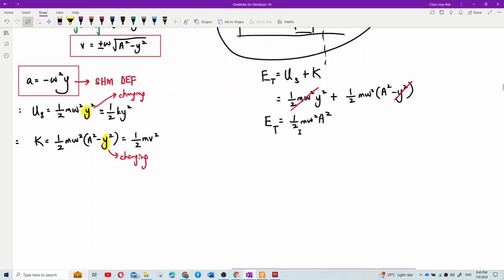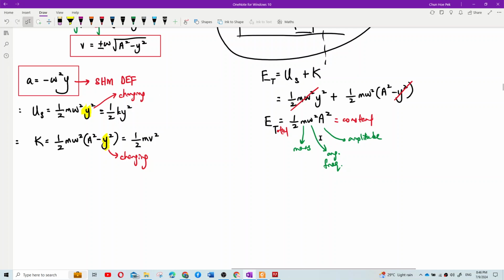But look at the formula for total energy. Is there a Y? No, there isn't. It only has the amplitude. So it's all constant values. So the total energy of the whole system is always constant. In the total energy formula, m is the mass, omega is the angular frequency, and this is the amplitude.